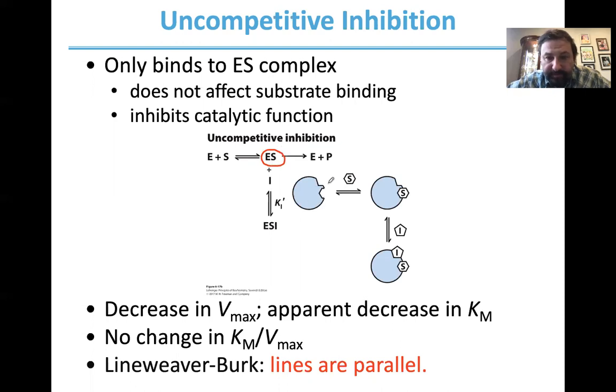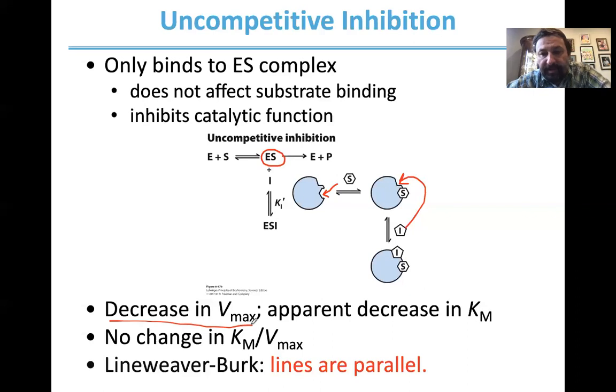So now you have two sites. This is the site where the substrate will bind, and this is the site where the inhibitor will bind. And the inhibitor, by binding at this site, will slow down the reaction. So you can see here, there will be a decrease in Vmax.